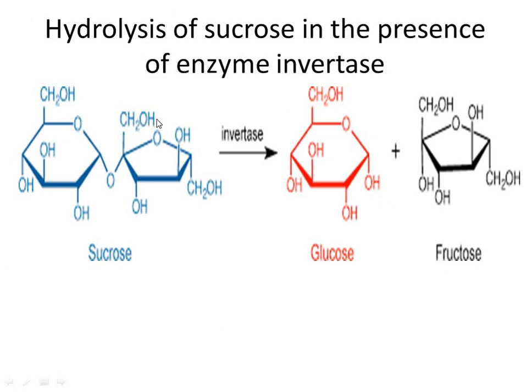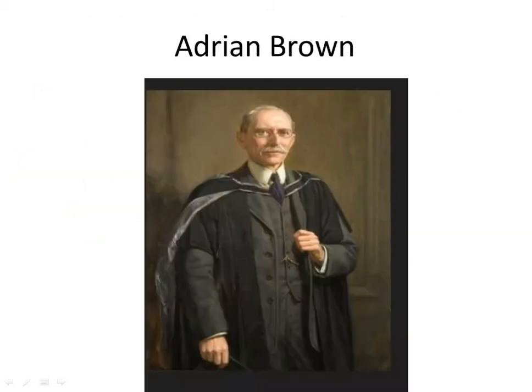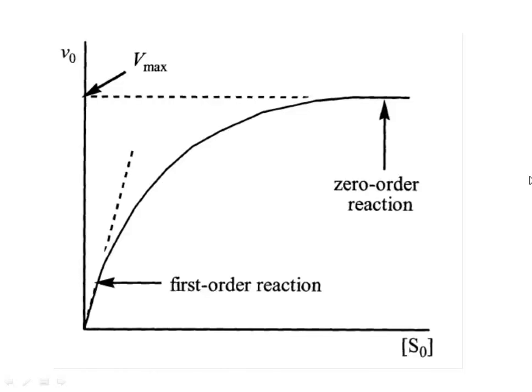When the identical reaction, but catalyzed by the enzyme invertase, was similarly investigated, different results were obtained. Adrian Brown in 1902 showed that at a low sucrose concentration, the reaction was again first order with respect to the substrate, but at higher concentration it became zero order. This was found to be generally true for all single substrate enzyme catalyzed reactions.